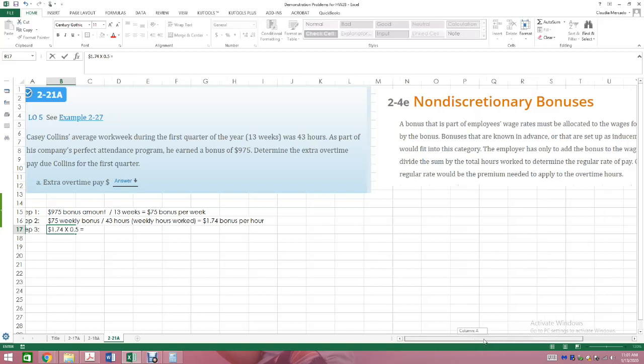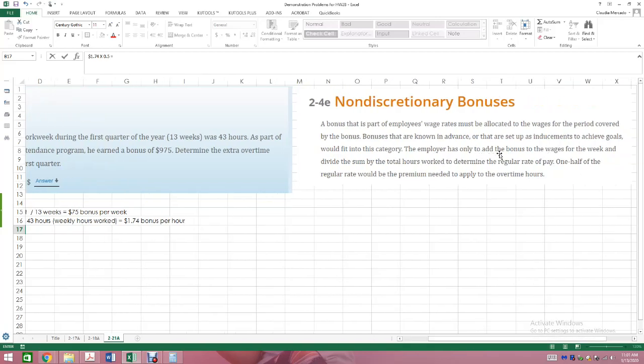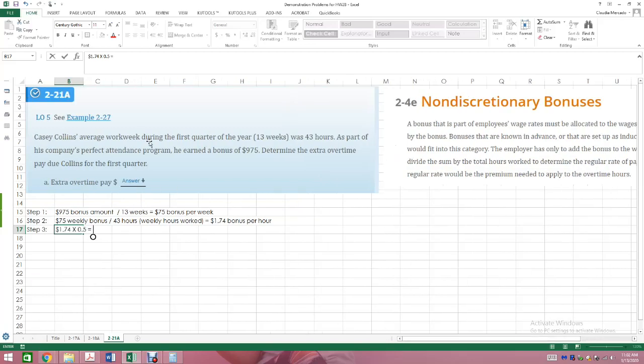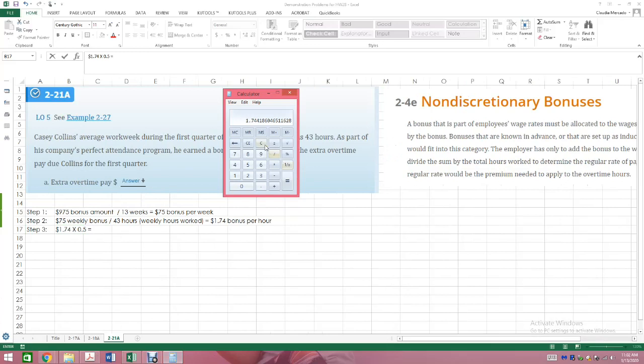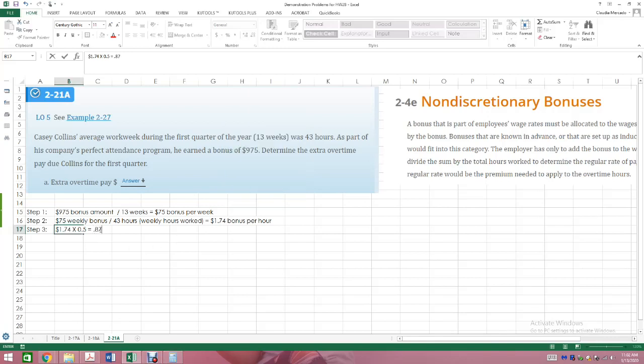And then here, if we look at what it says, the employer has only to add the bonus to the wages for the week and divide the sum by the total hours worked, which we've done, to determine the regular rate of pay. 1/2 of the regular rate would be the premium needed to be applied to the overtime hours. So why am I multiplying by 1/2? Because that is what's needed to calculate the premium rate. Okay? So, let's get my calculator here. 1.74 times 0.5, that's going to give me 0.87. Okay, so that's 87 cents.